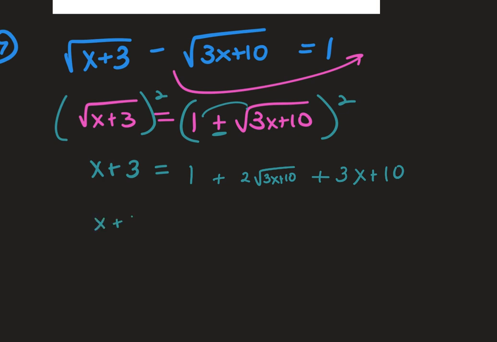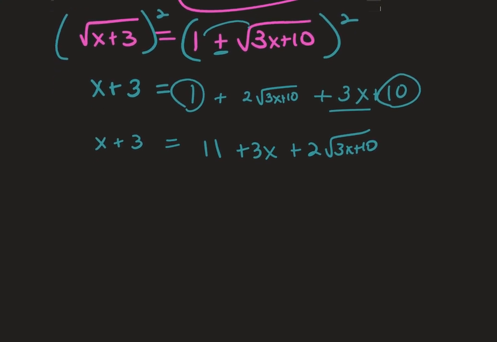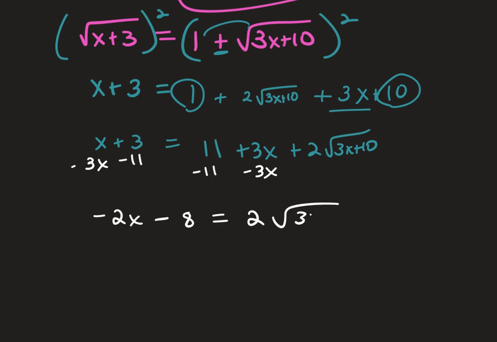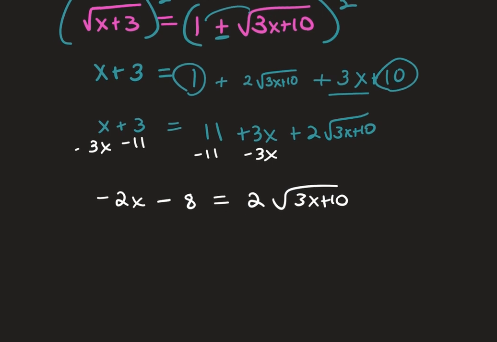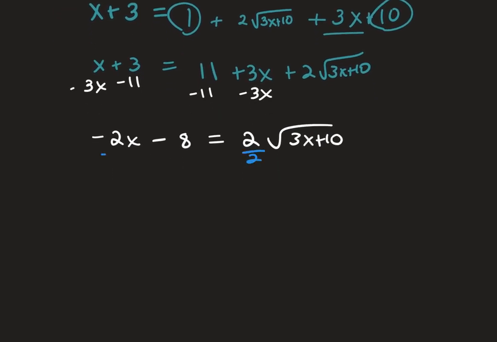Now I'm going to combine my like terms. So positive 1 and positive 10 is 11. And then there's a plus 3x plus 2 times the square root of 3x + 10. And then I've got to isolate the square root again. So I'm going to subtract the 11 and the 3x. And I get negative 2x minus 8 equals 2 times the square root of 3x + 10. Divide both sides by 2. And I get negative x minus 4 equals the square root of 3x + 10.